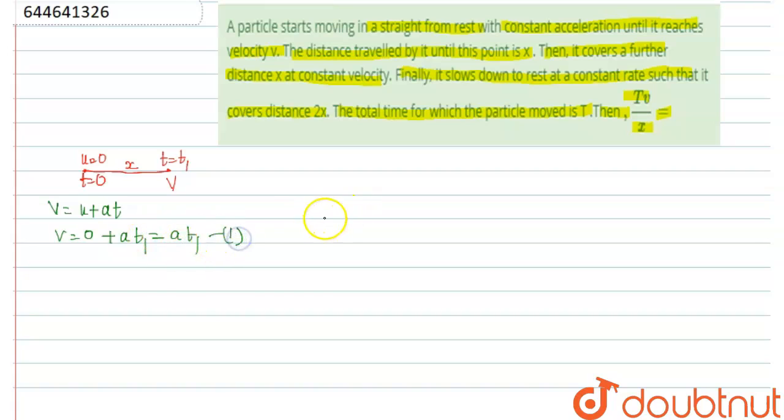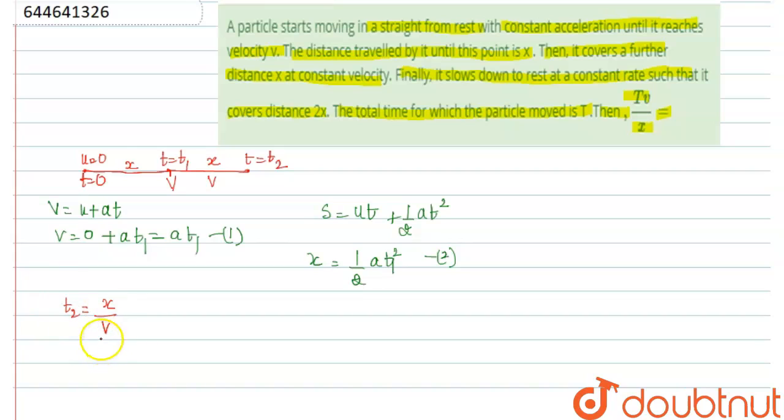This is equation 1, and the distance s is equal to ut plus half a t square. So the distance here is x, u is 0, so x is equal to half a t1 square. This is equation 2. Now further it covers a distance x with constant velocity v, and here the time is t2. So t2 is equal to distance upon speed, x upon v.